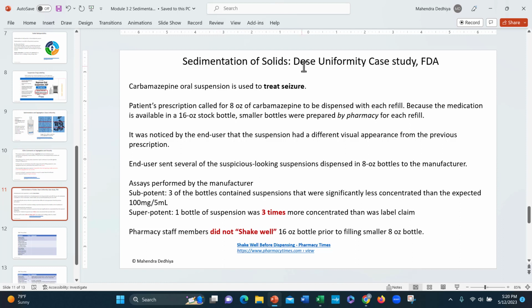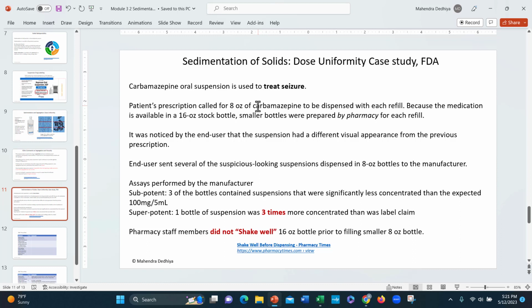Sedimentation of a solid, dose uniformity case study in FDA. Carbamazepine is an oral suspension used to treat seizure. The patient's prescription in this case called for an 8-ounce bottle of carbamazepine. Because the medication in this case came in 16-ounce bottles, smaller bottles were prepared by the pharmacy at each refill. The end user patient noticed that the suspension had a different visual appearance from a previous prescription. So the end user complained and sent several suspicious looking suspension bottles to the manufacturer.